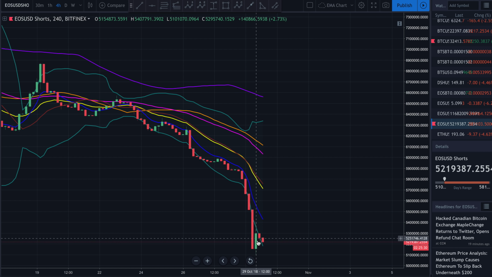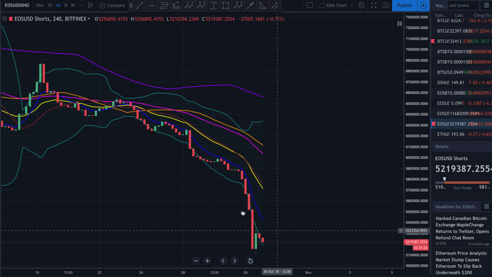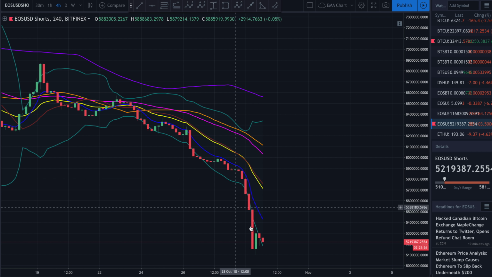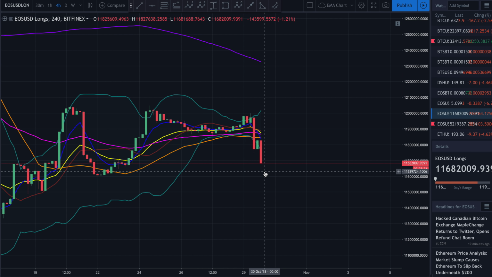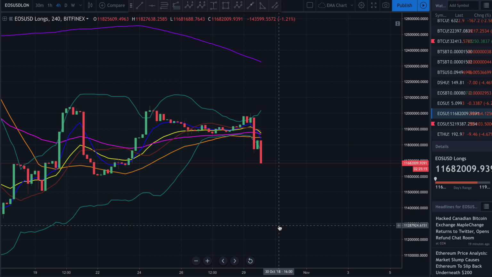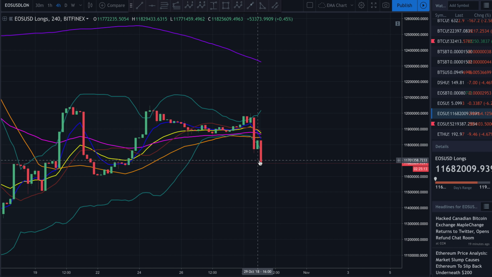Now, we had this little rise here, and then they're just falling right back off the board. So that means retail investors, and we come over here and we look at longs. Longs are dropping as well, which is extremely, extremely interesting. If longs had been stacking, then of course I think price would have been dropping much, much further. But longs are actually dropping as well, which means people are just losing interest.